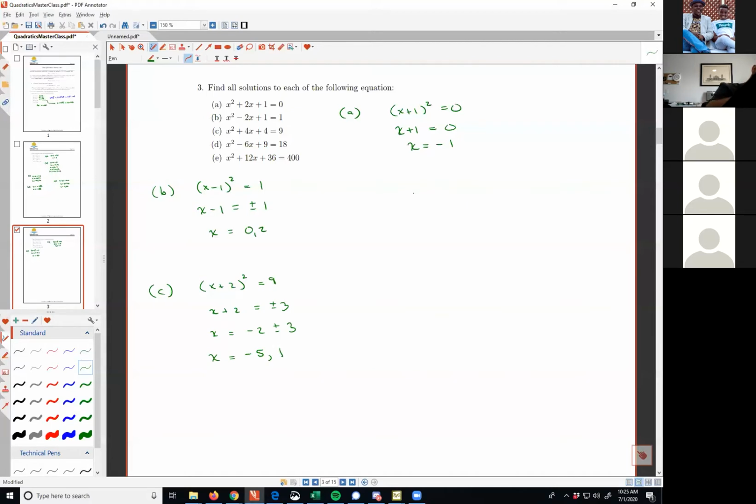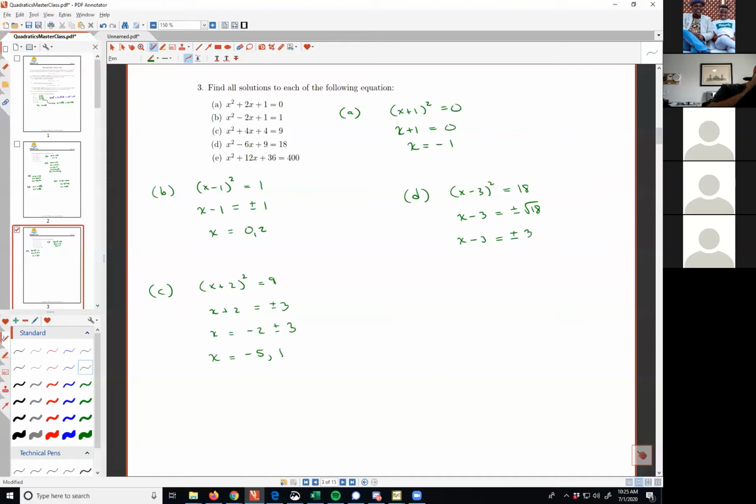Let's move on to part D. x minus 3 all squared. All right, Rishabh, what can we do now? x minus 3 would be plus or minus the square root of 18. Good. And so then it's x equals 3 plus or minus root 18.